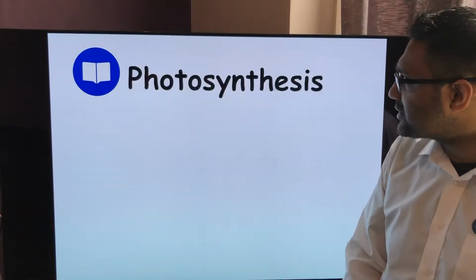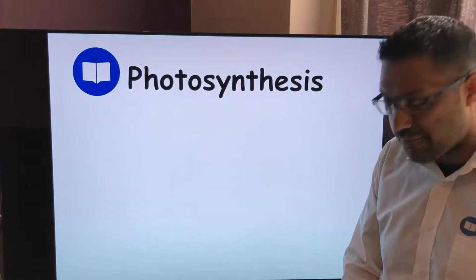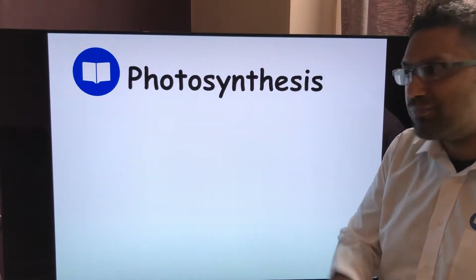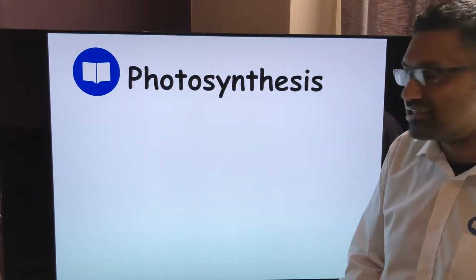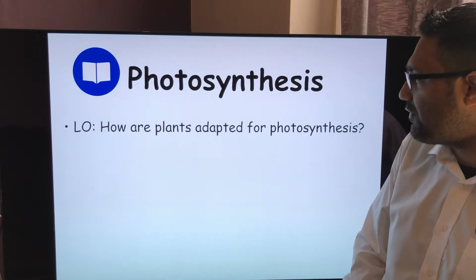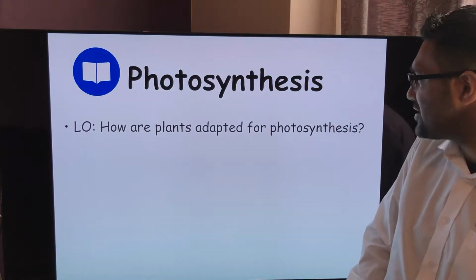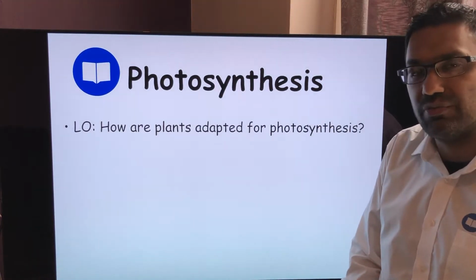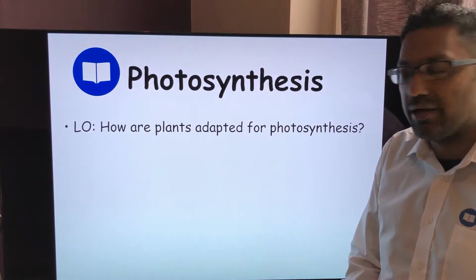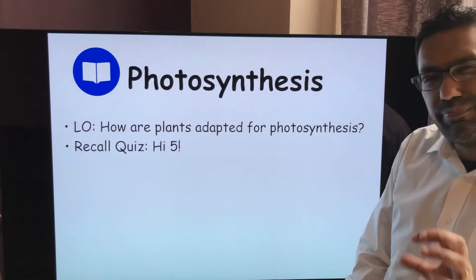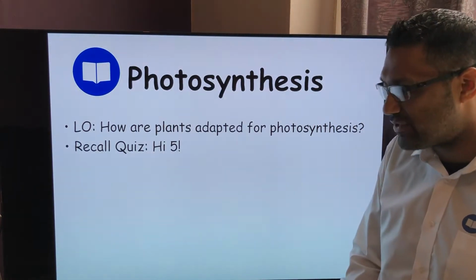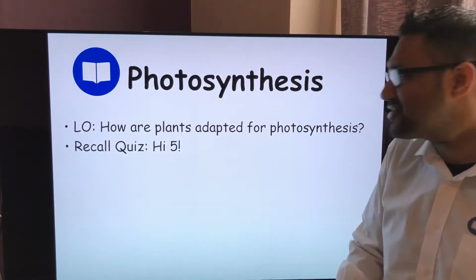So let's get started. We're looking at an overview of photosynthesis. What you know from GCSE, there's some A-level content in there too, but it's the beginning of the photosynthesis chapter and we're having a quick overview. So what we're looking at: how are plants adapted for photosynthesis? It's a recap from Year 11 when you did photosynthesis at GCSE, but it's also got a bit of content from the A-level spec, when we looked at the structure of plant cells.